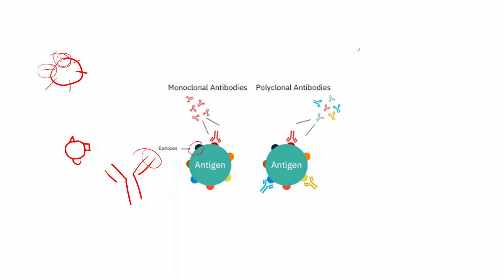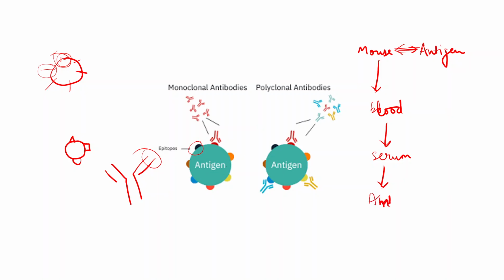When we are immunizing a mouse, let's say we have a mouse and we are injecting the mouse with the antigen, and then taking the blood of that mouse, separating the serum from the blood and purifying the antibodies. This is the general process that we have studied in the previous session also.